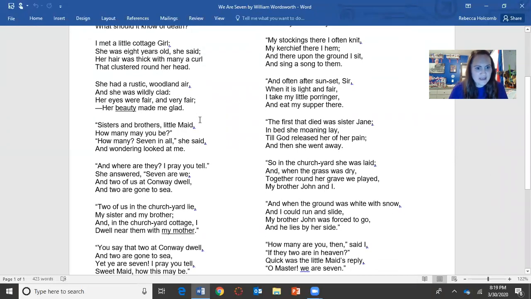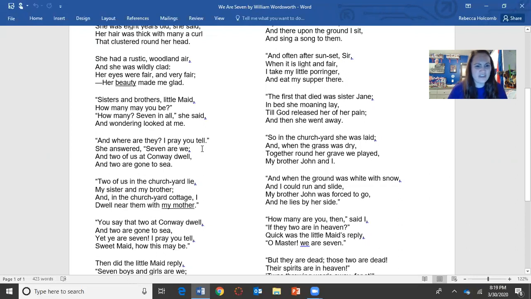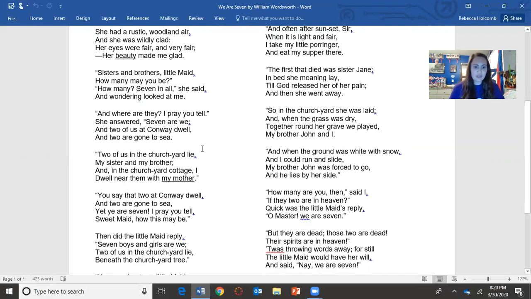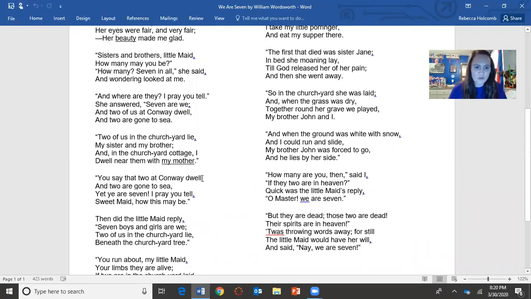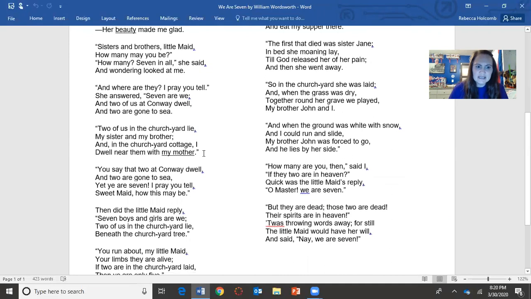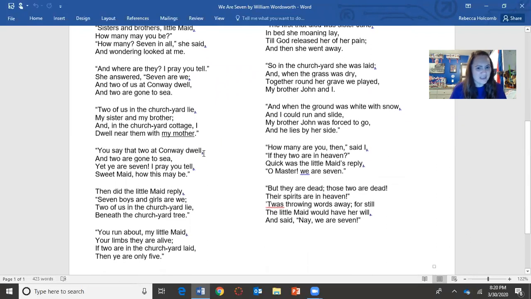Sisters and brothers, little maid, how many may you be? How many? 7 in all, she said, and wondering looked at me. And where are they, I pray you tell? She answered, 7 are we, and 2 of us at Conway dwell, and 2 are gone to sea. 2 of us in the churchyard lie, my sister and my brother, and in the churchyard cottage I dwell near them with my mother. You say that 2 at Conway dwell, and 2 are gone to sea, yet ye are 7, I pray you tell, sweet maid, how this may be.